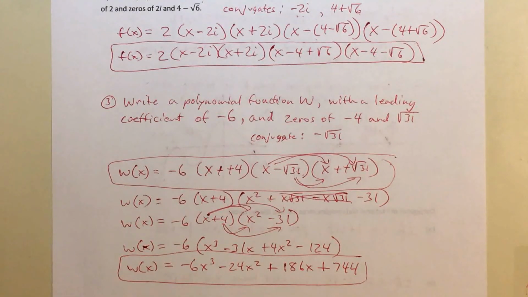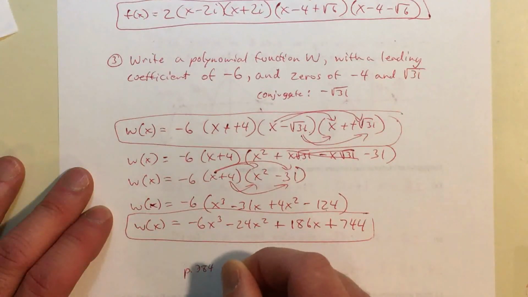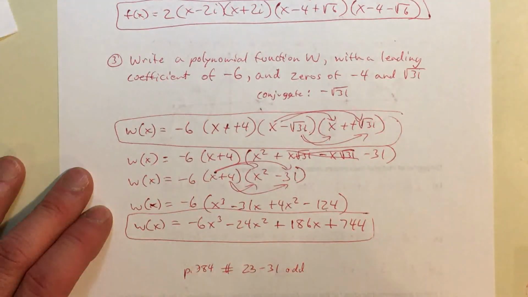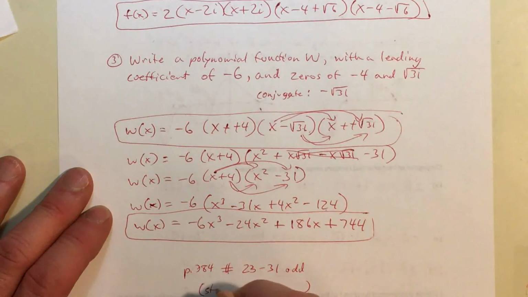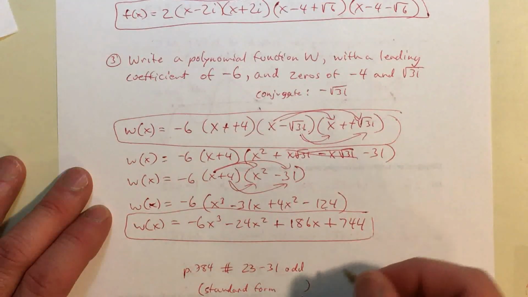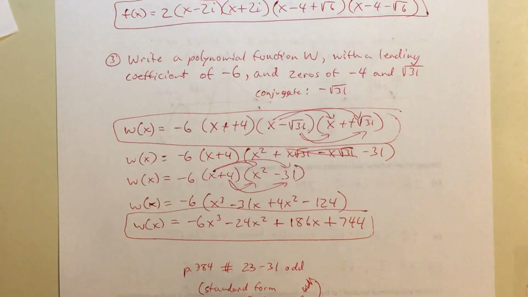I apologize. The practice for this is page 384. And it's numbers 23 through 31 odd. But here's the thing. On most of them, you can leave them in factored form. But I'd like for you to do standard form for 23, 25, and 29. I don't know if you guys heard that, but the dog was doing something, probably chasing a cat. Anyway, but yeah, standard form, multiply it all out for 23, 25, and 29.